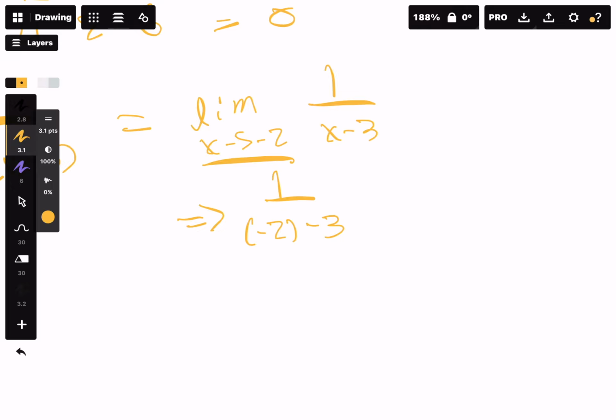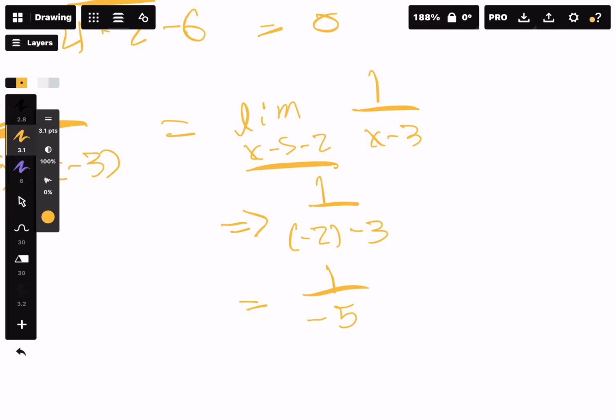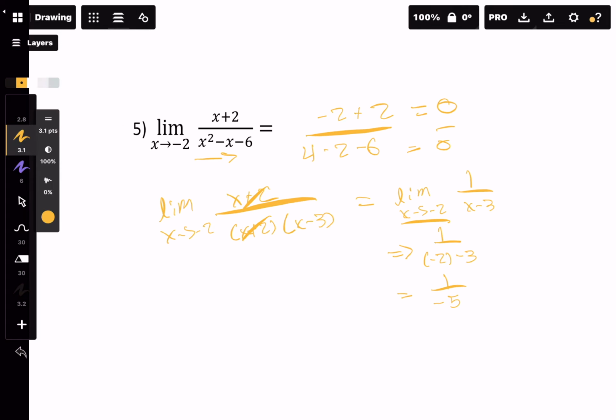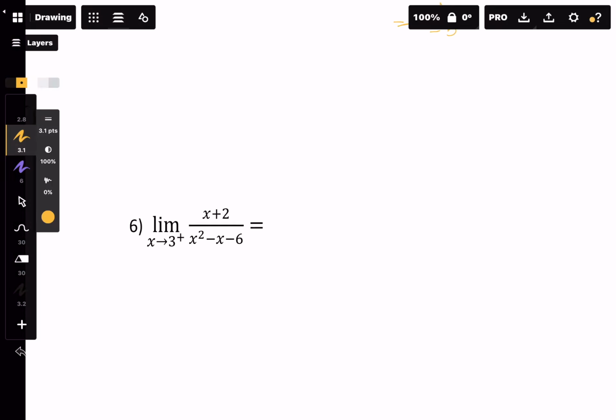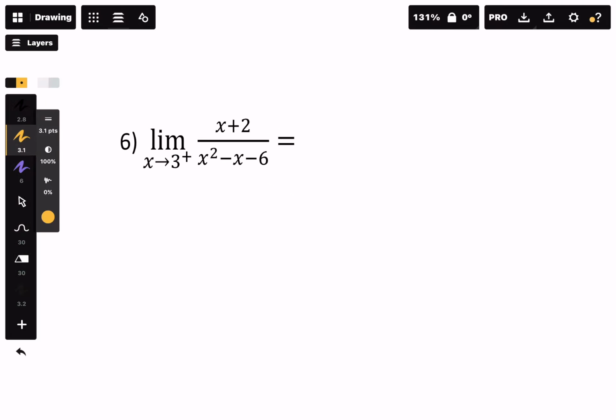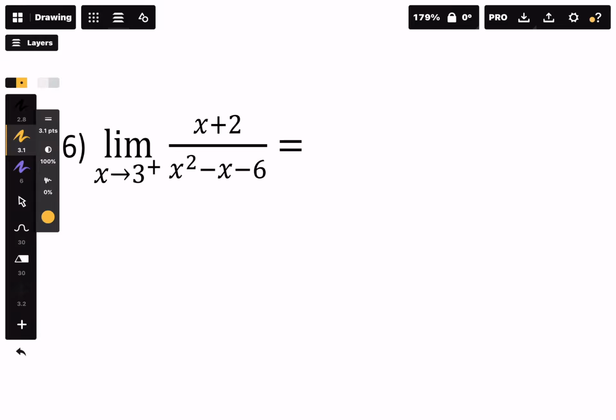Therefore, we can get an easy number, which is 1 over negative 5. There we go. Pretty simple. Concept is find something that you can cancel out, then you can find the limit. Okay, 6. This is pretty much exactly what we just did, but in a different format. However, this is from the right.